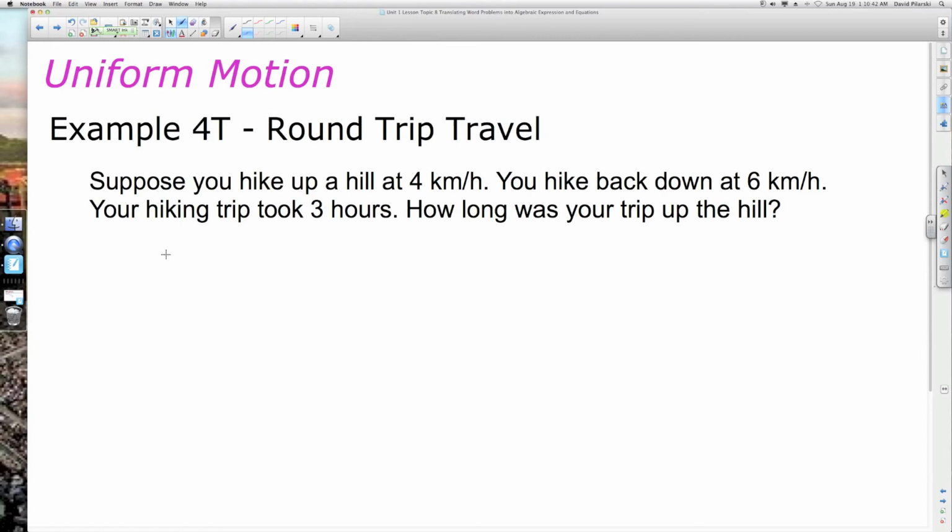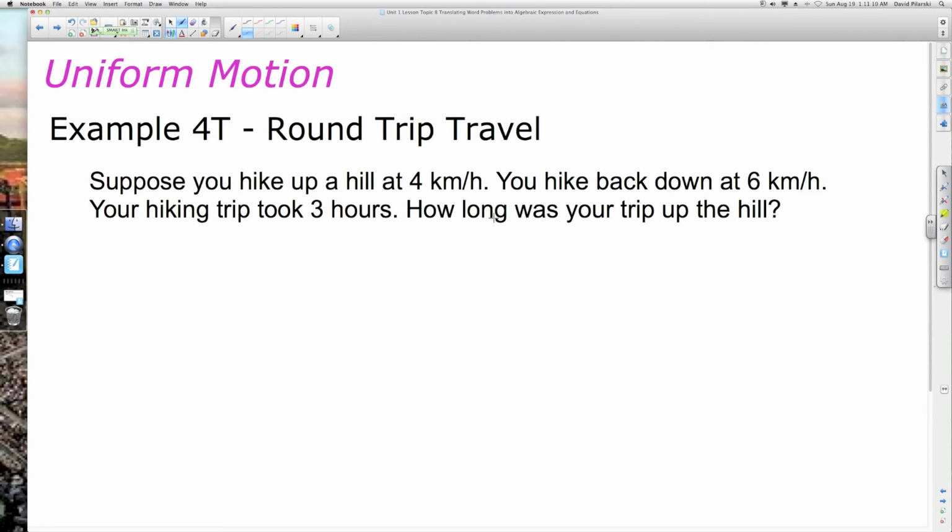So in example 4, we move away from same direction travel where the two objects or people were going in the same direction. In this case, we have a round trip travel where you go from a starting point to an end point and you go back around again, come back to where you started. Suppose you hike up a hill at 4 kilometers per hour. You hike back down at 6 kilometers per hour. Your hiking trip took 3 hours. How long was your trip up the hill?